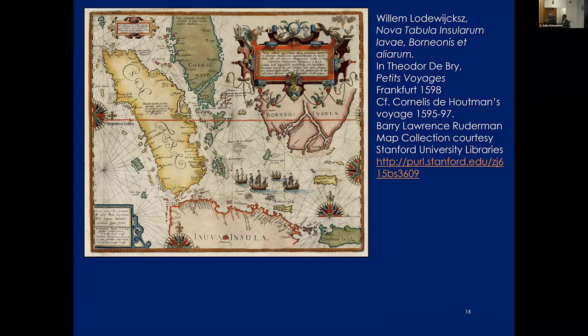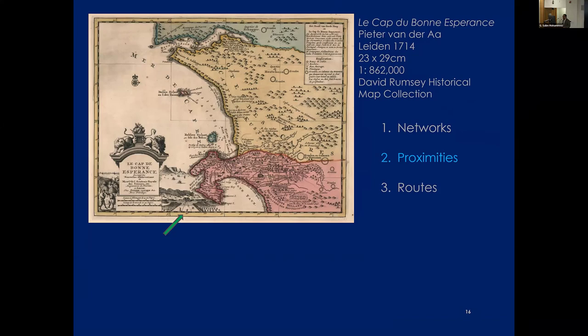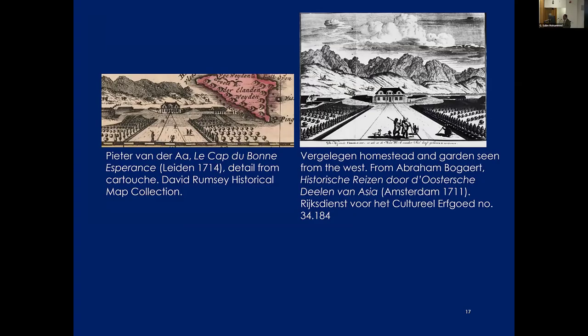So let's move on to a different kind of speciality that I would like to describe as proximities, okay? If we zoom in at the level of households, we see a kind of proximity, and I'll give you an example from this very map from Peter van der Aa. One such household is Vergelegen Estate.